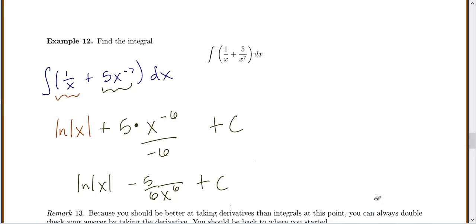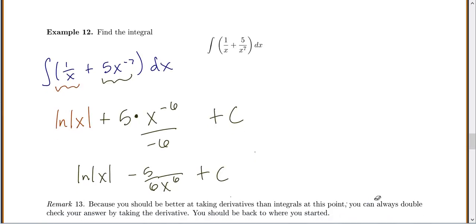And again, at this point, because you should be better at taking derivatives than antiderivatives, you can always double check your answer by taking the derivative and you should be back to where you started. So the derivative of natural log of x would be 1 over x. Derivative of negative 5/6 x to the 6 would be negative 5/6 x times negative 6 x to the negative 7th. Okay, so that would work. Derivative of c is 0.